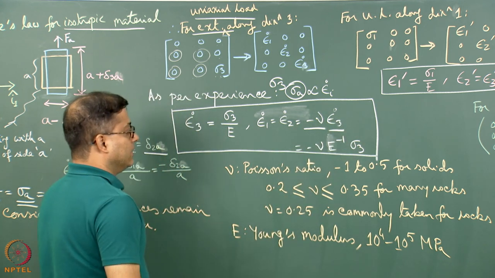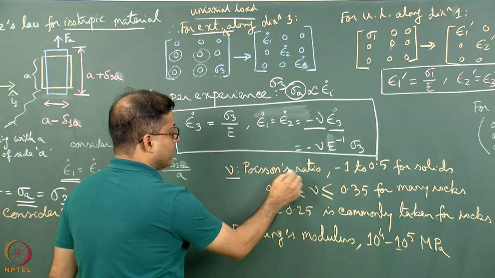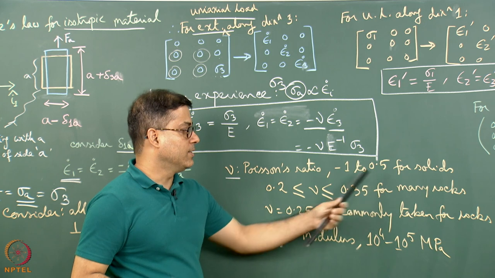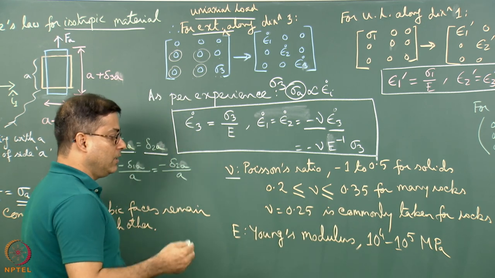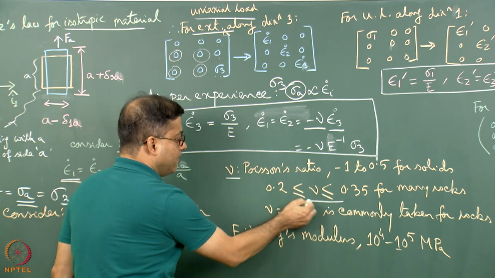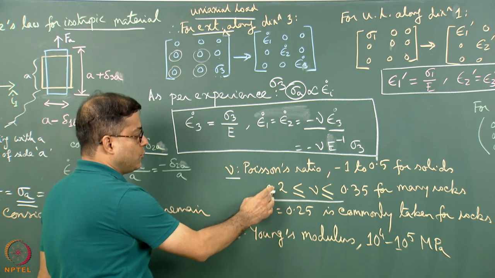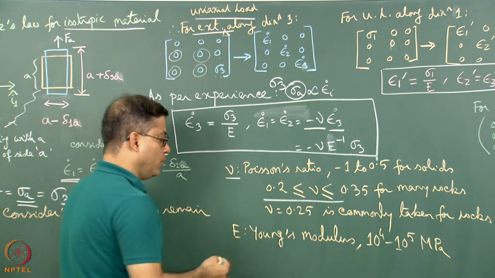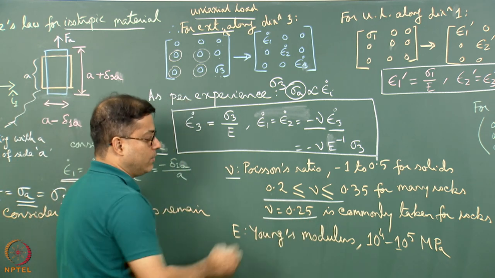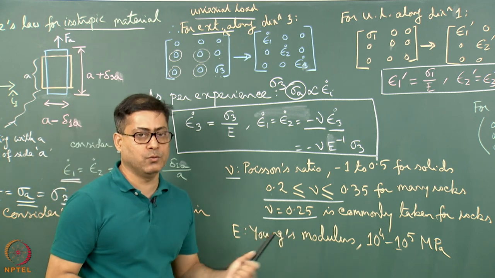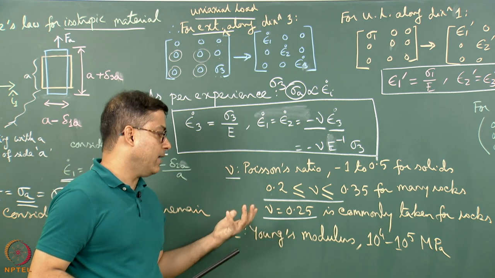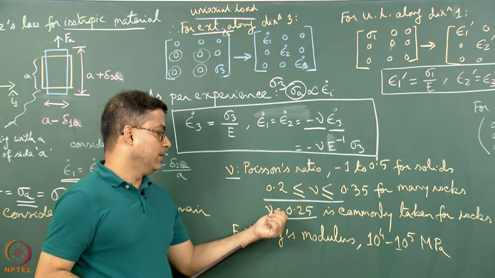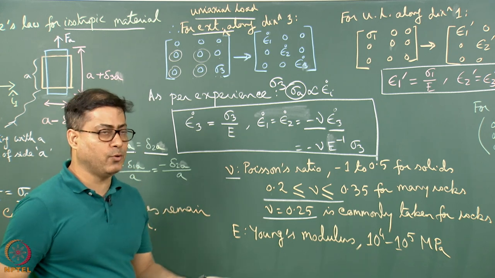and this symbol. This nu is called the Poisson's ratio and it varies for solids in ideal cases from minus 1 to 0.5. If we are dealing with rocks, it has generally been seen that nu varies between 0.2 to 0.35 for many rocks, and commonly for the mathematical models we take nu equal to 0.25. But if you have a chance of having the actual Poisson's ratio value for the rock from a laboratory experiment, instead of taking 0.25, you might be taking 0.27.